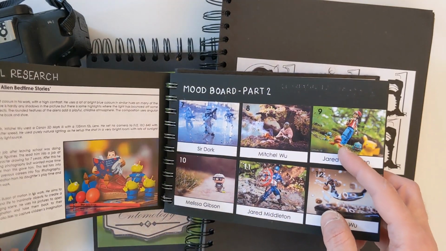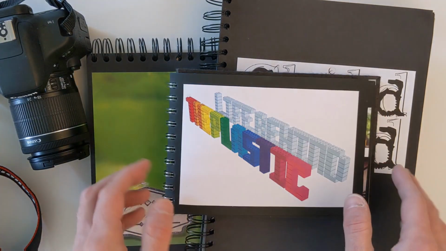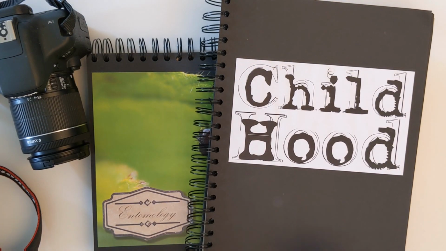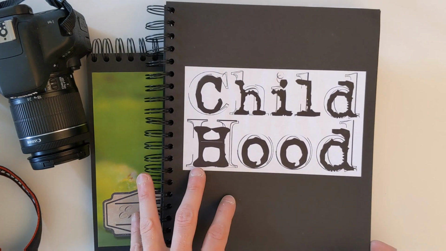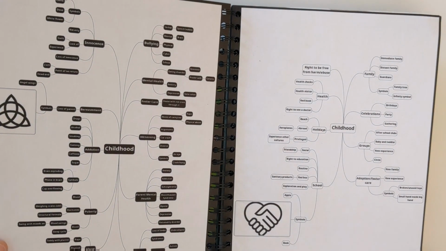Okay, so there's a mood board part 2 and a mood board part 1. Don't worry about the artist research, that'll be in a separate video. We're just literally going to look at mood boards. This was the project that had the mind map that was done digitally.